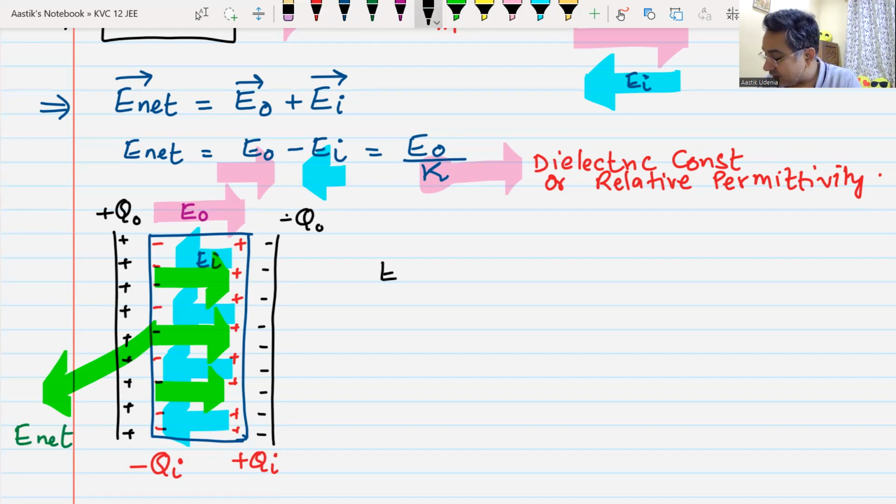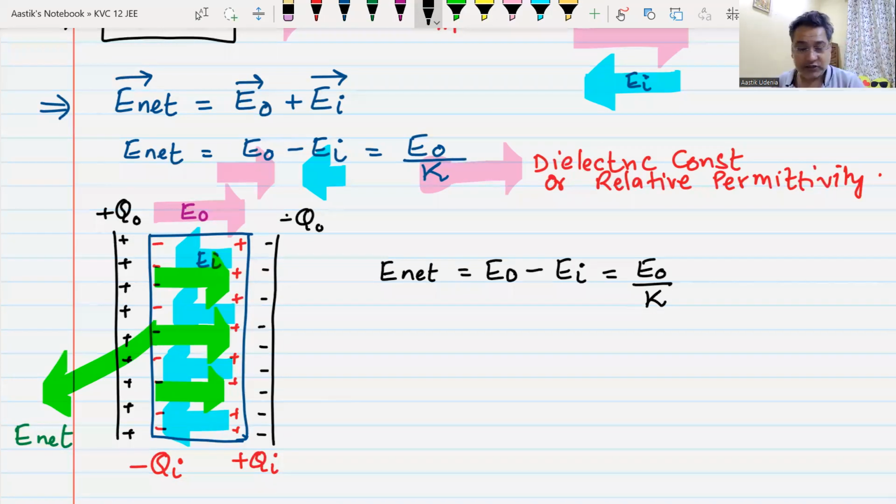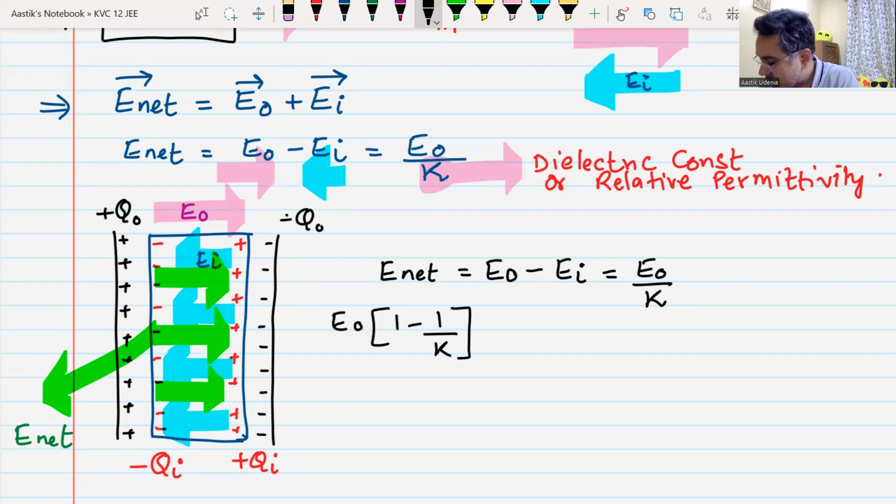What will be the value of E net? Can anyone tell me? E naught minus EI. Yes or no? Yes, sir. Everyone understands what is happening? Now this E naught minus EI will be equal to E naught by K. This is what we have understood. K is the dielectric constant. Yes or no? Yes, sir. Okay. And from here, I can write E naught into 1 minus 1 by K. First, listen to me. I will give you time to write. That will be equal to EI. We understand this? So far, so good?